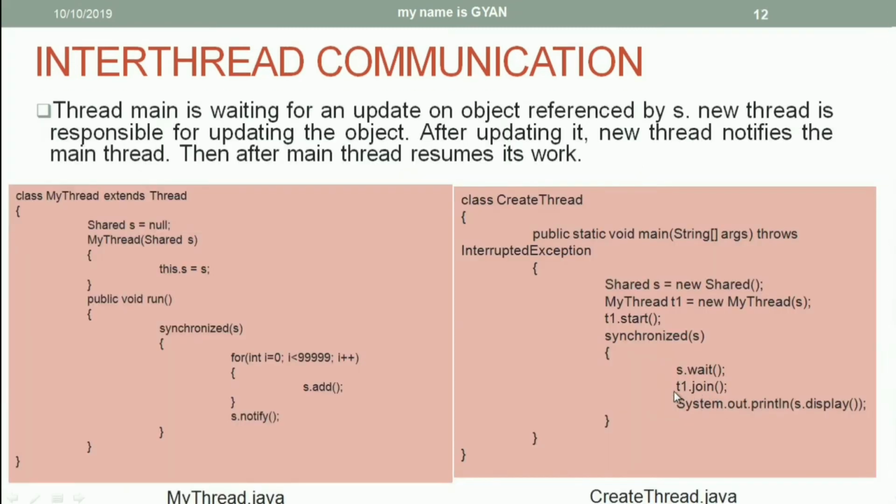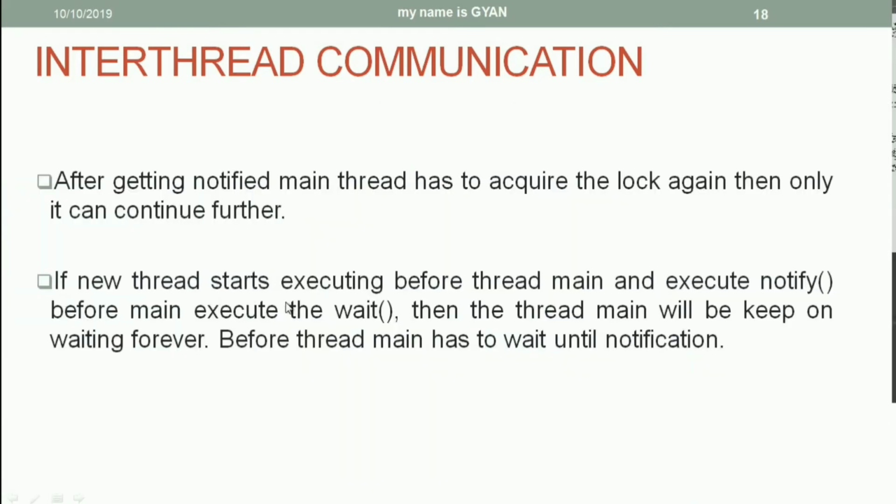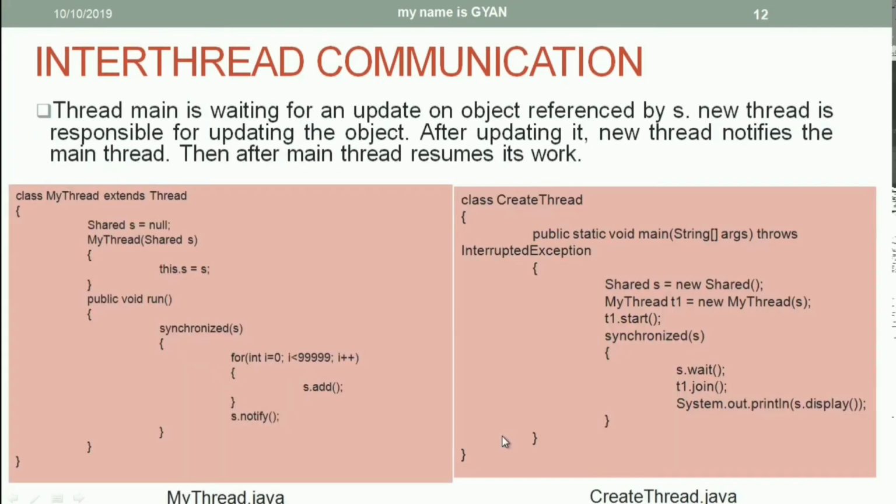Because the thread main has to start from this point, the thread main again needs the lock, because it is still inside the synchronized block. If the new thread starts execution before the thread main and executes the notify method before the thread main executes the wait method, what I mean is that the thread main has not called the wait method, but the thread new has called the notify method. This can happen.